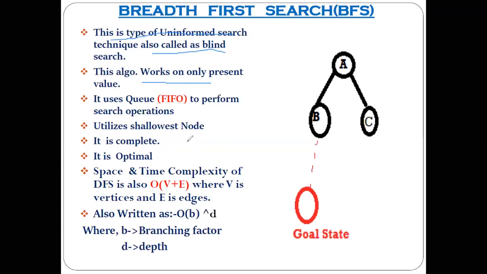Just like in depth first search we applied the stack, here we are going to apply what? A queue to perform the searching operation. In case of the queue, you must be aware, just like in stack we use push and pop operations, correct? In the queue we use the NQ and DQ operations. NQ in the sense what?